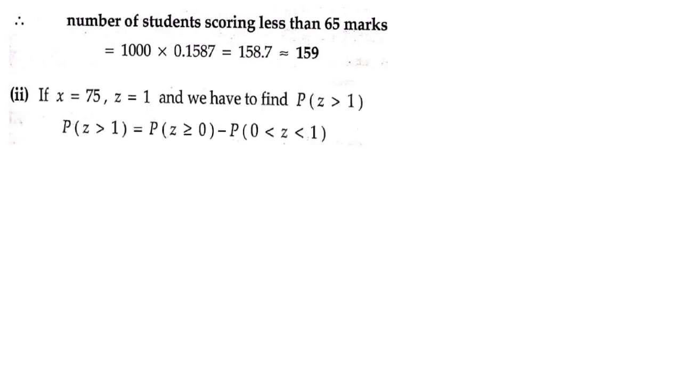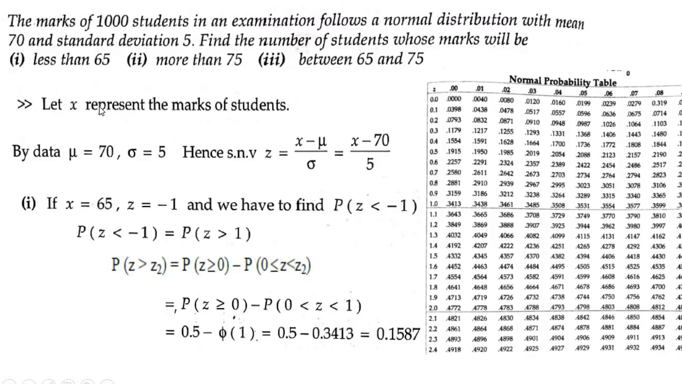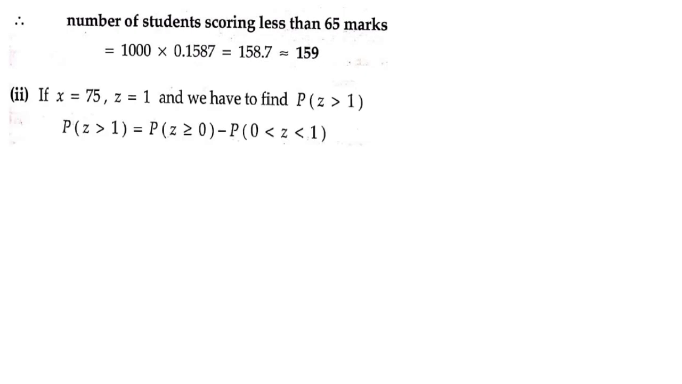We'll move on to the next sub question, for x equal to 75. Actually, it's more than 75. So for x equal to 75, we need to calculate z. Z is equal to 75 minus 70 divided by 5. 75 minus 70 is 5, and 5 divided by 5 is 1. So for x equal to 75, z is equal to 1.